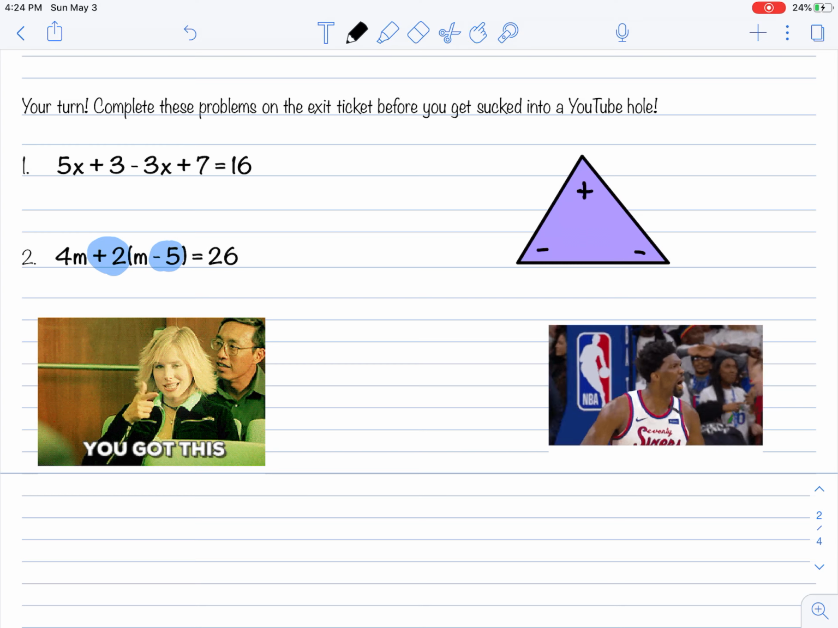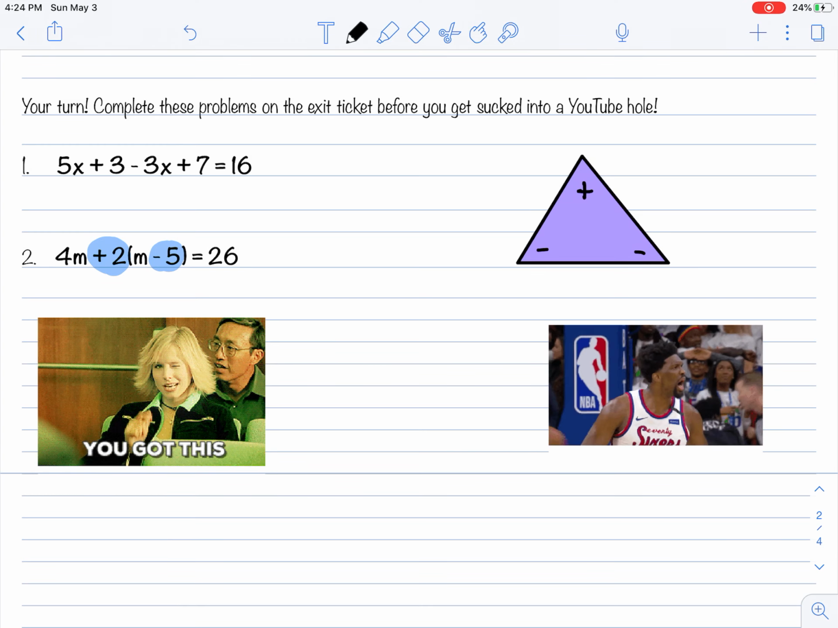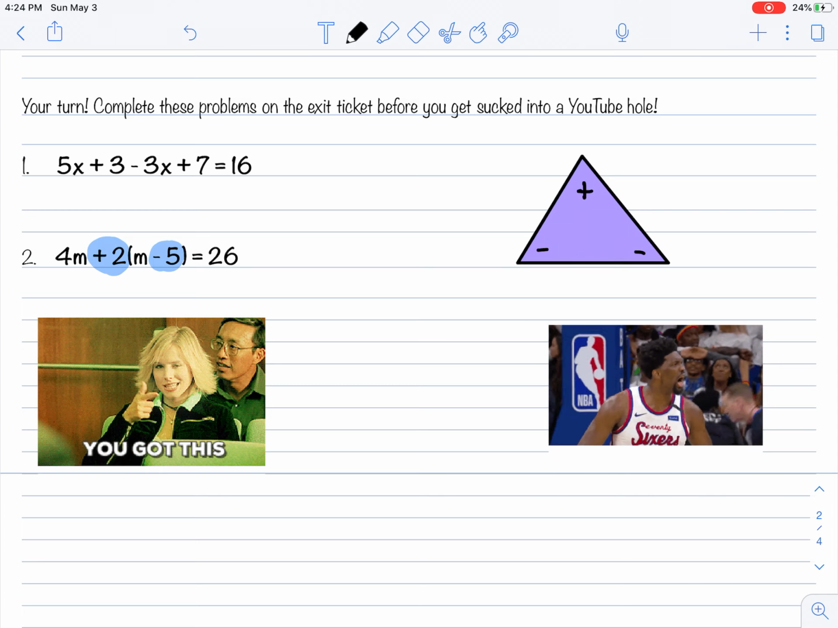All right, you will have an exit ticket at the end of this. Remember, you got this. Pump yourself up. You can do it. Go Math Team.